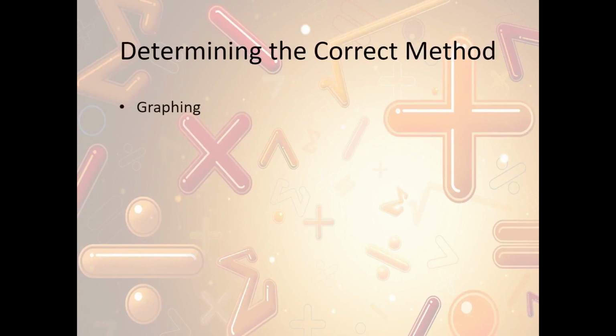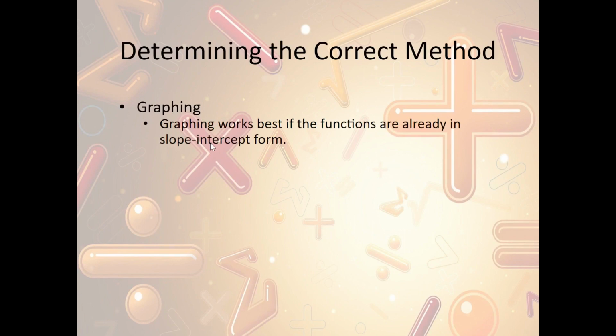So first of all, we need to discuss what methods we have to solve systems of equations. The first one is graphing. Now, graphing works best if the functions are already in slope-intercept form. We don't like putting things into slope-intercept form. So if they're not in slope-intercept form, then let's use a different technique. But if they are in slope-intercept form, graphing is a great way to go. So this is usually best when both functions are already in slope-intercept form, and that looks like y equals mx plus b.